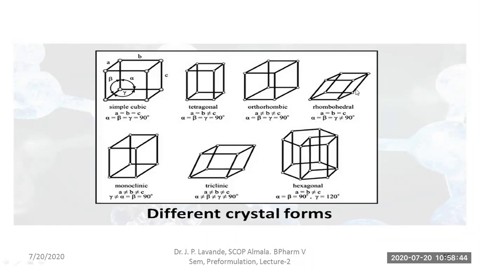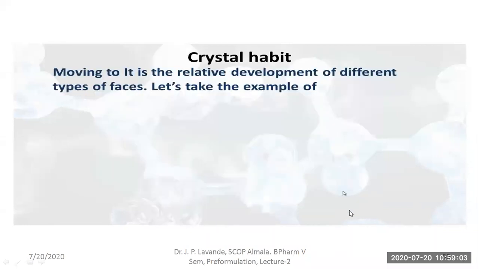This is the rhombohedral one, based on the sizes and the dimensions, the three different dimensions. There is a monoclinic one, there is a triclinic one, and there is a hexagonal one. So all these are the different crystal forms. Crystal habit. Now, what is the particular habit?